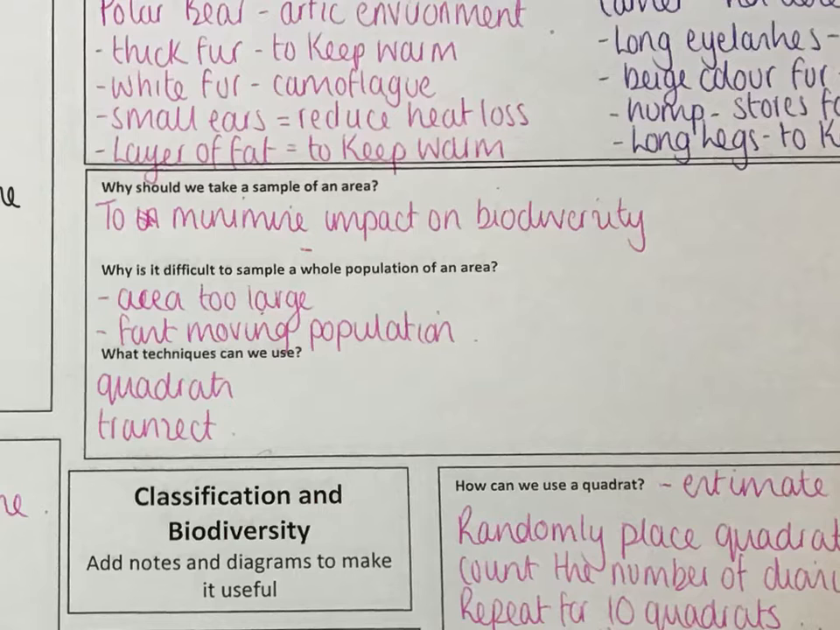We then have, what techniques can we use? Well, we can use quadrats, and we can use a transect. The transect is the transect line that we had, remember, then we put quadrats along it to count the number.